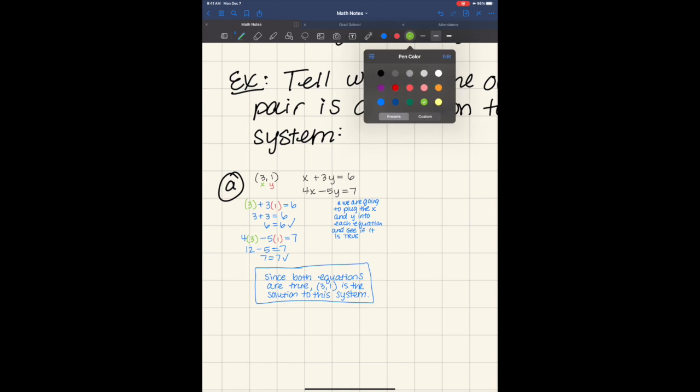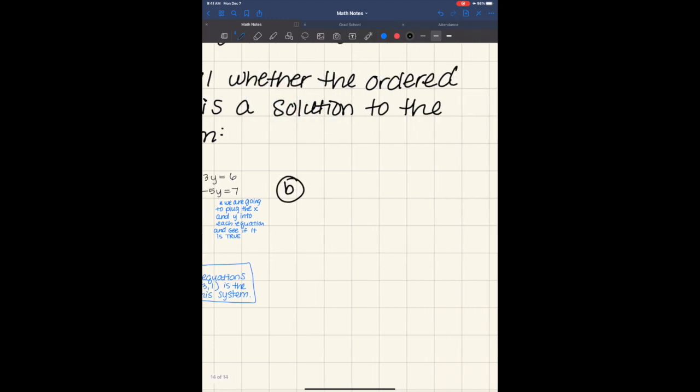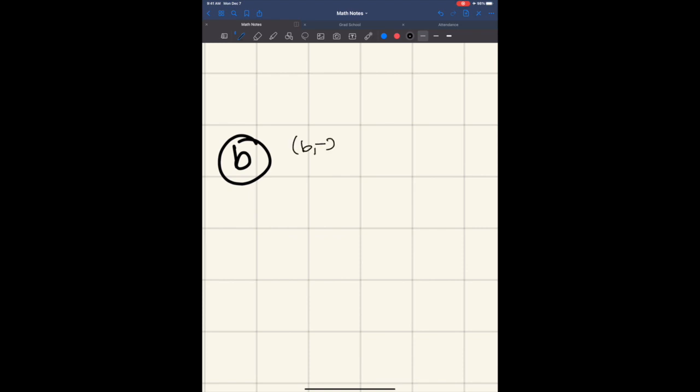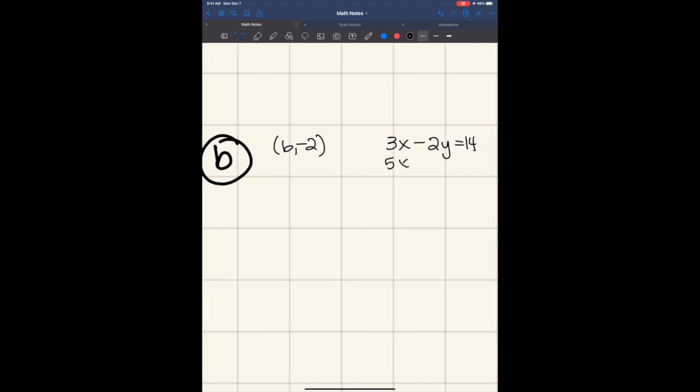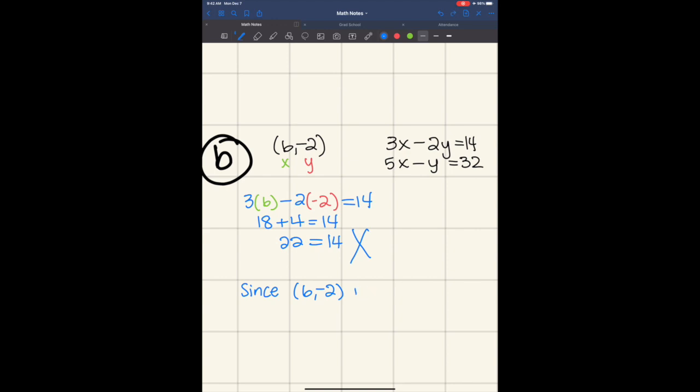For the next one, we have the coordinates 6, negative 2 in the equations 3x minus 2y equals 14 and 5x minus y equals 32. And so we're going to plug in 6 for the x's, negative 2 for the y's, and see if they equal what they're supposed to. So we get 18 plus 4 because that was a double negative. 22 does not equal 14, so we know that 6, negative 2 is not a solution to the first equation. And since it's not a solution to that one, that means it's not a solution to both.